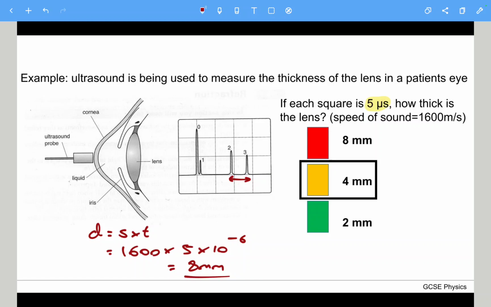And then what we need to do, just like we did in the previous lesson, divide that by 2. Because essentially what we're doing is the exact same as what we did with the sonar questions. So we need to divide it by 2. And that gives us the 4 millimeters.